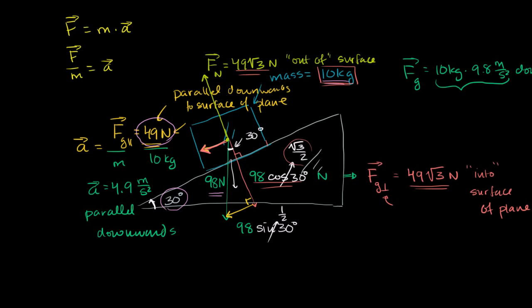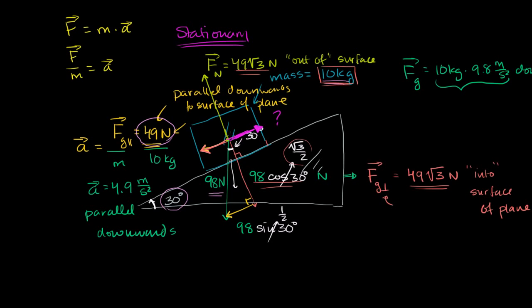So there must be some force that is counteracting the component of gravity that wants to accelerate it down the slope. And the question is, what is this force? We're dealing with a situation now where we're dealing with a stationary block, a block that is not accelerating. So what is that force?